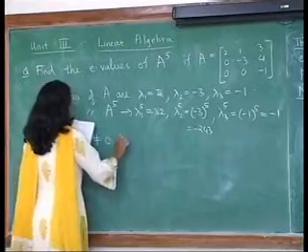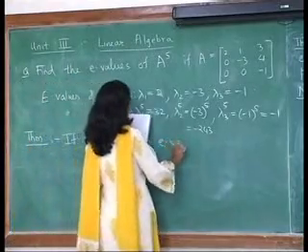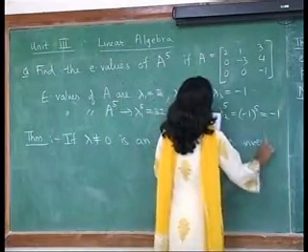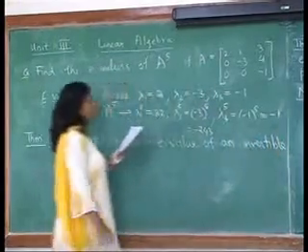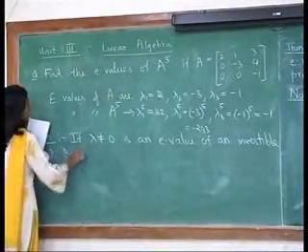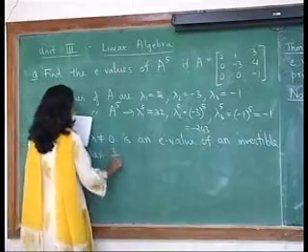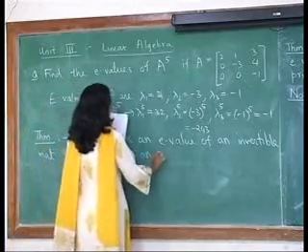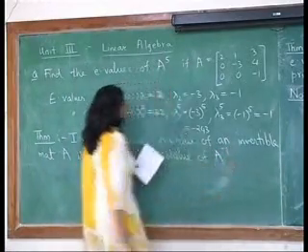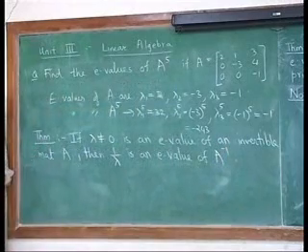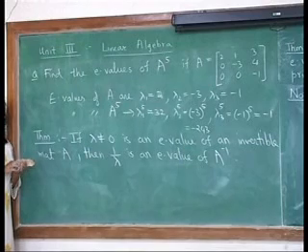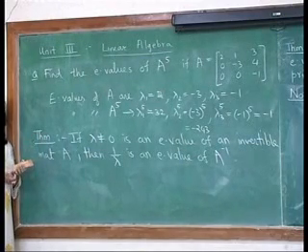If lambda not equal to 0 is an eigenvalue of an invertible matrix A, then 1 upon lambda is an eigenvalue of A inverse. Not very difficult to prove. You just have to use the definition of inverse of a matrix and of course the definition of eigenvalues and eigenvectors.